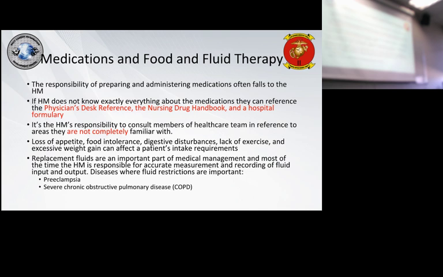Responsibility for preparing and administering medications often falls to the HM. There are different references you can use when dispensing medications if you don't know what you're doing.